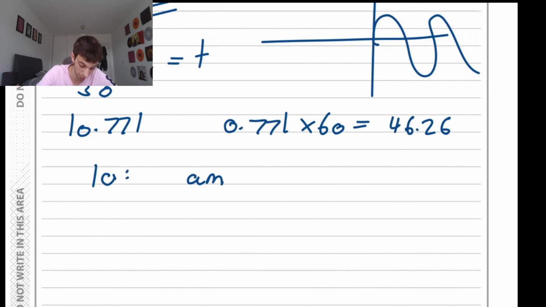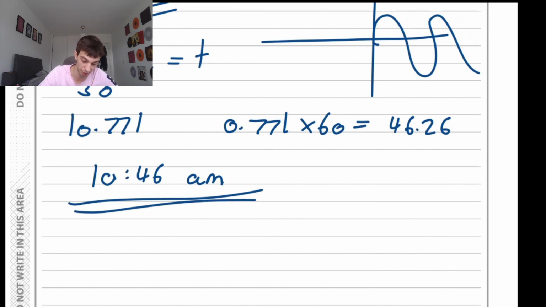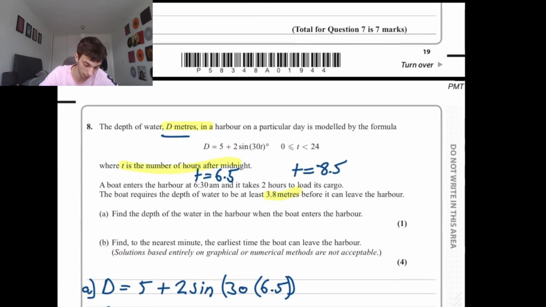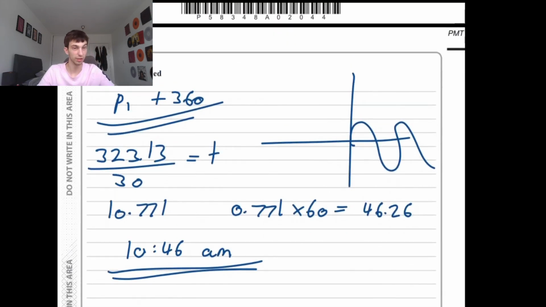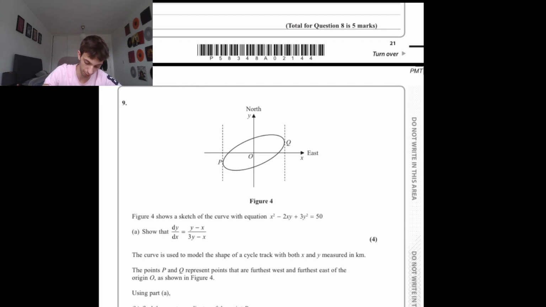46.26 minutes. They want it to the nearest minute, so we're going to round up there. It's going to be 10:46 a.m. to be the earliest possible time when the depth is 3.8 meters and the cargo had been fully loaded. That is question 8. Okay, question 9, here we go.